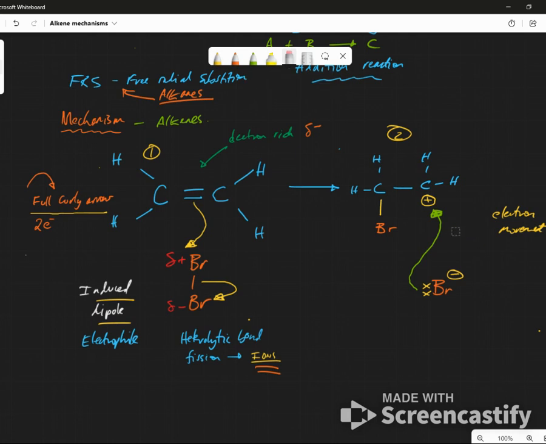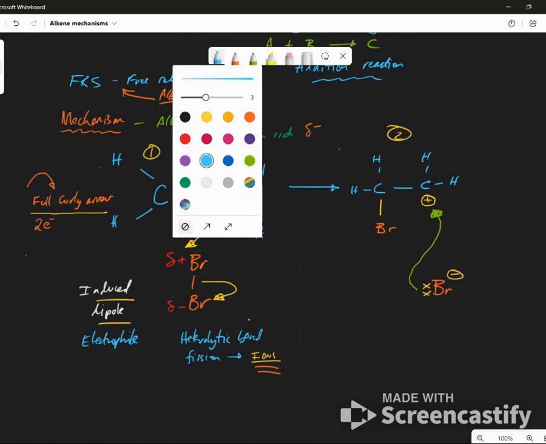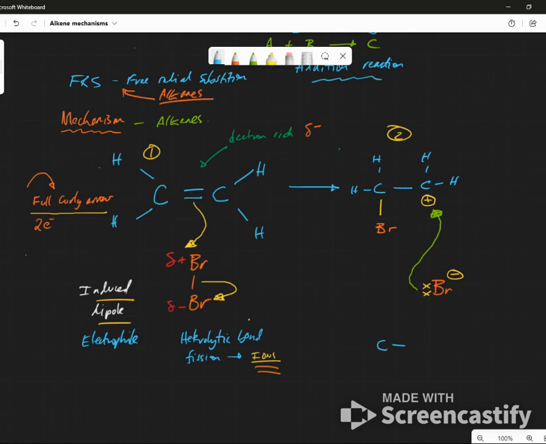So if the electrons move up here, we end up with what? Let's have a look. We should end up with this now, shouldn't we? So this becomes this. Oh, that's wrong. There's a bromine there, and a bromine there. In other words, this becomes our product. Is that good? Are we all okay with that? Excellent.